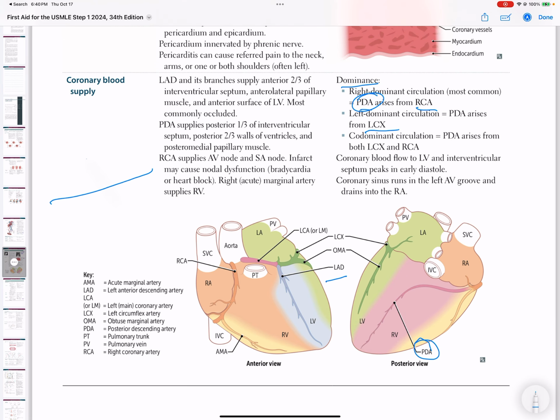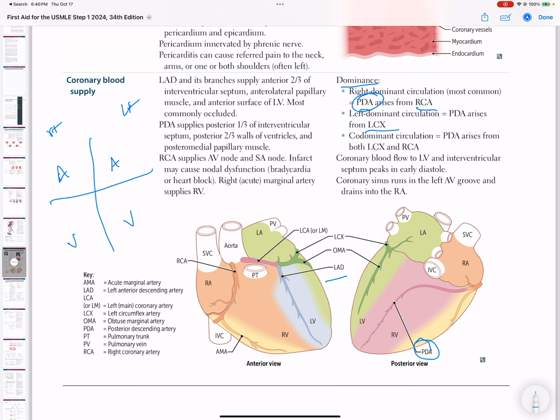Okay, this is the right side and this is the left side. Okay, this is the atrium, this is the ventricle, right atrium and right ventricle. Okay, so as of now we are talking about this anteriorly.